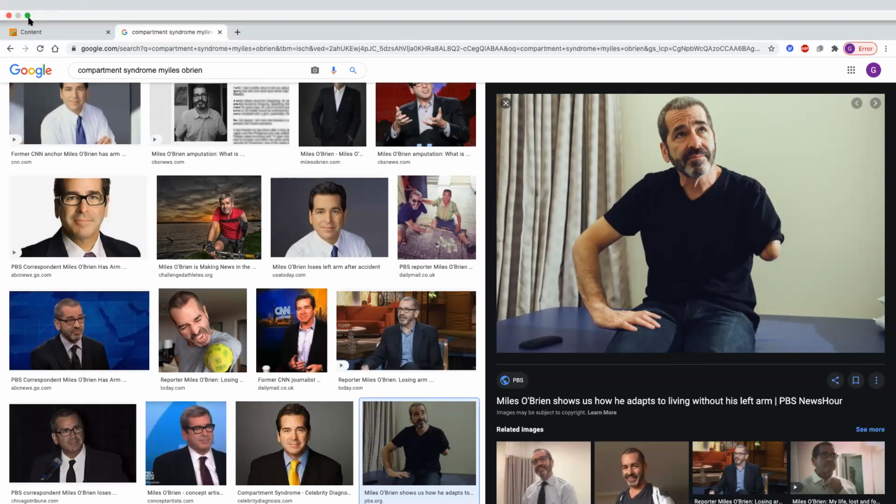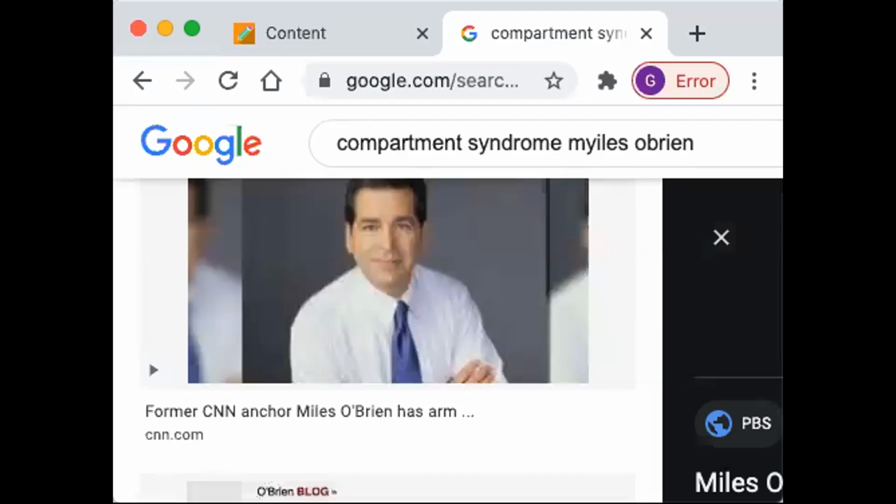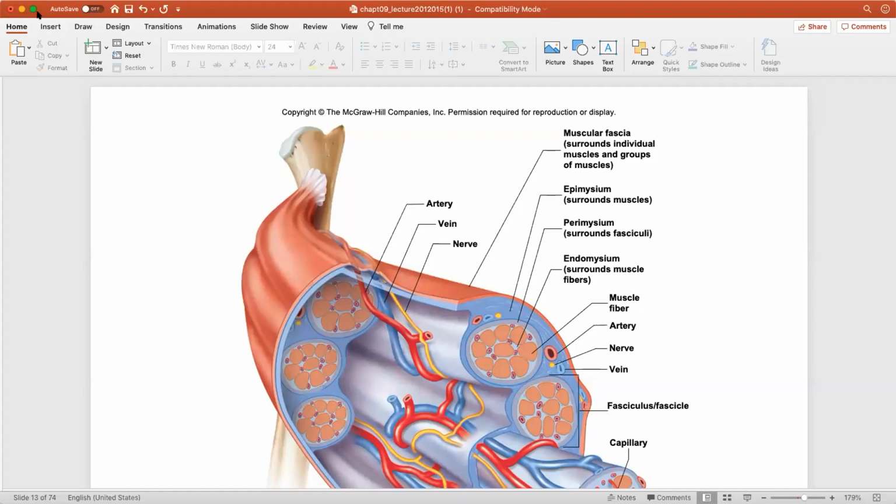So compartment syndrome is usually pretty violent, and it's a pretty ugly situation to have. The only good news is that it's pretty rare. So that is what can happen. Amazingly, it doesn't happen as much as it possibly could, which is good.